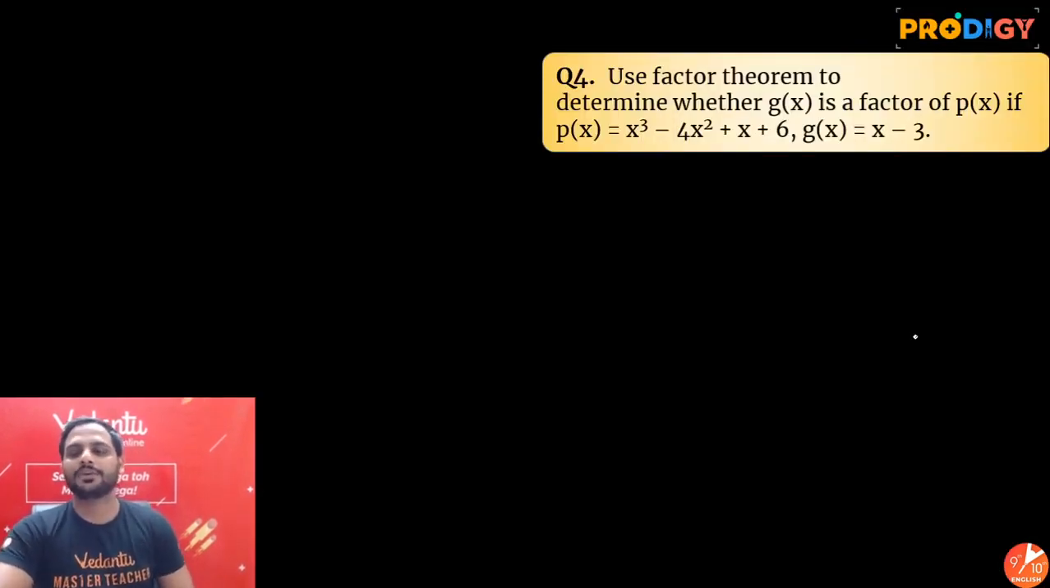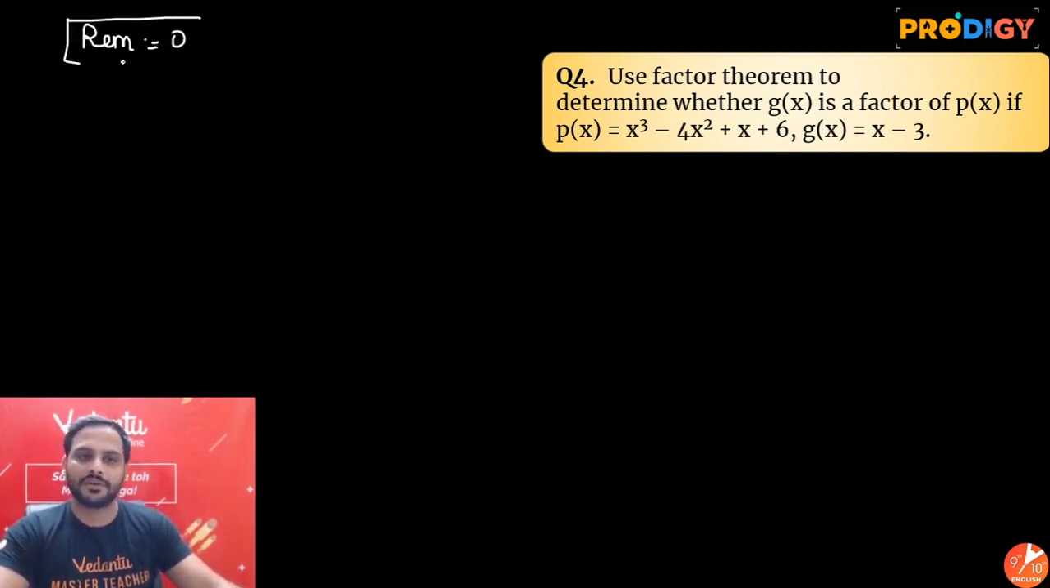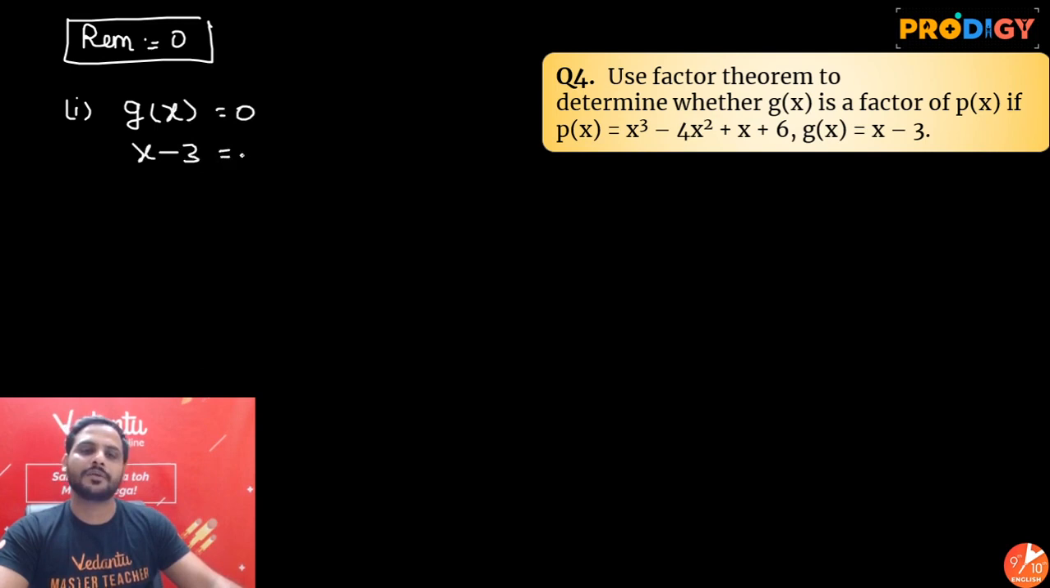Next question, use factor theorem to determine whether g(x) is a factor of p(x), if p(x) is given as this and g(x) is this. So for a factor beta, I have to check the remainder must be equal to 0. Alright, so step 1, make g(x) equal to 0. So x minus 3 is equal to 0. We have got x equal to 3.